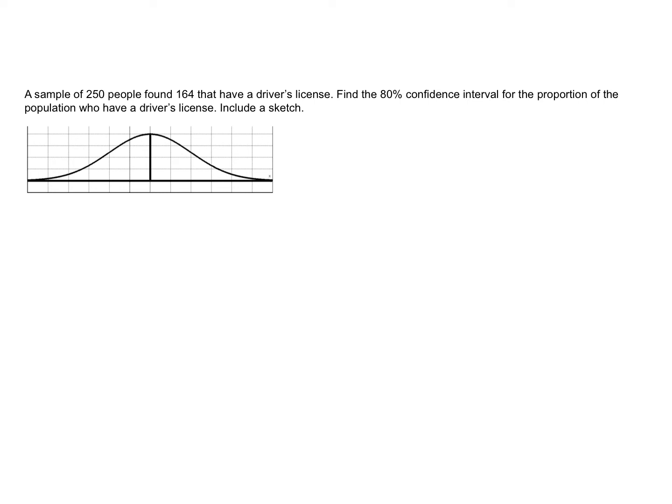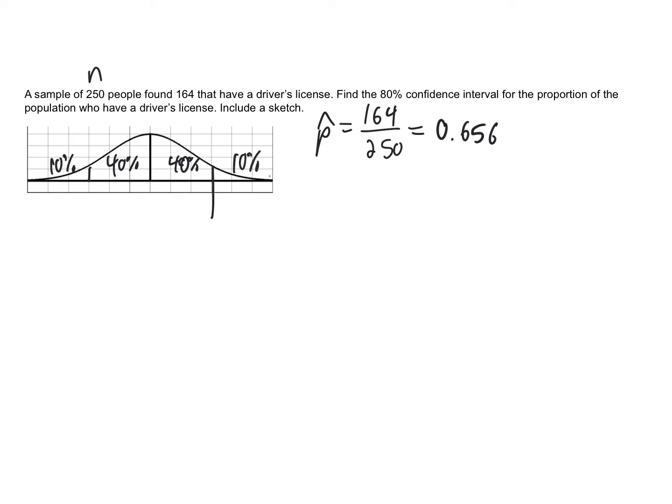So we've taken a sample of 250 people, and we know we have 164 that have a driver's license, so that allows us to find our P hat. Now we want the 80% confidence interval, so we know we have 40% on either side of the mean, which leaves 10% in each tail. We're going to have to reverse look up 0.9 or 90%, which gives us a Z of 1.28.